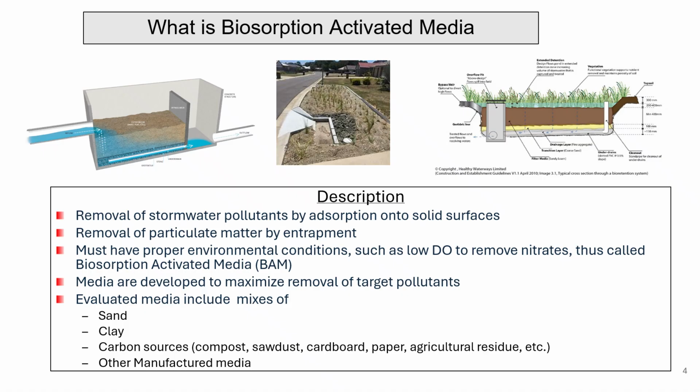These media are carefully engineered and selected to maximize the removal of target pollutants, and they are evaluated through actual field testing to confirm they perform as intended. The media formulations typically involve combinations of materials such as sand, clay, and carbon sources. Those carbon sources can include compost, sawdust, cardboard, paper, and various agricultural residues, among others. Manufactured media products are also evaluated as part of this work. The goal in developing these mixes is to find the combinations that most effectively capture and retain the pollutants of concern in real stormwater conditions.